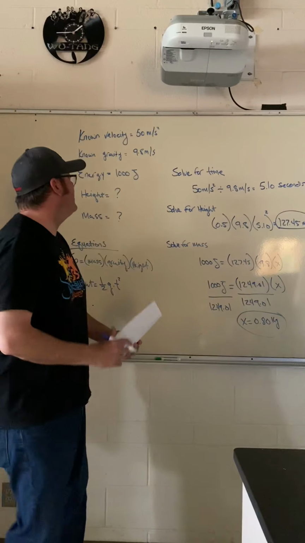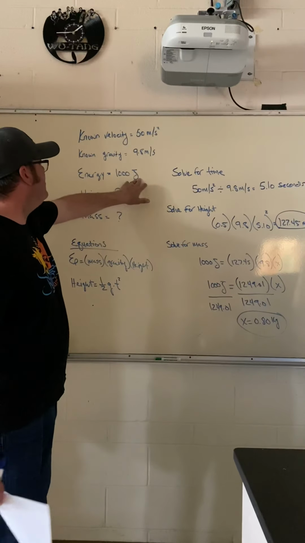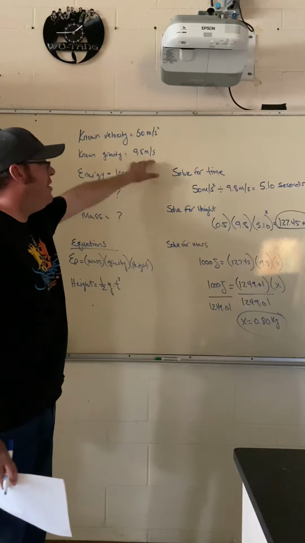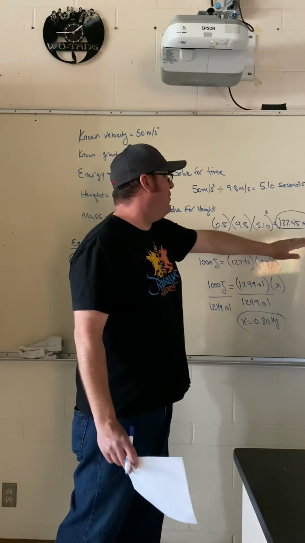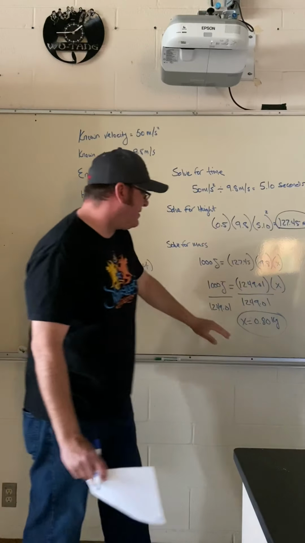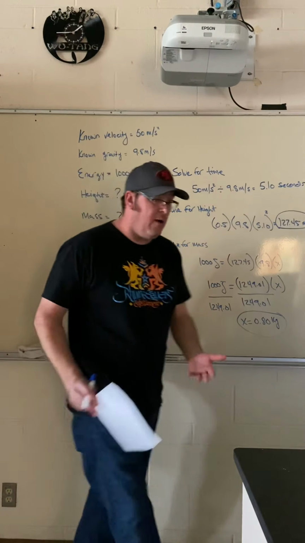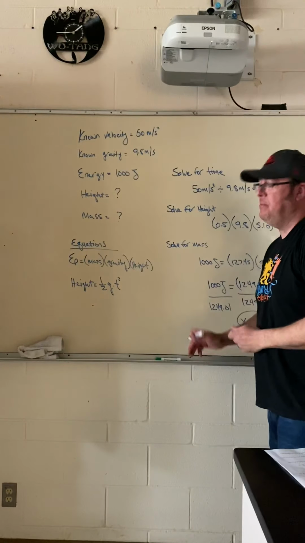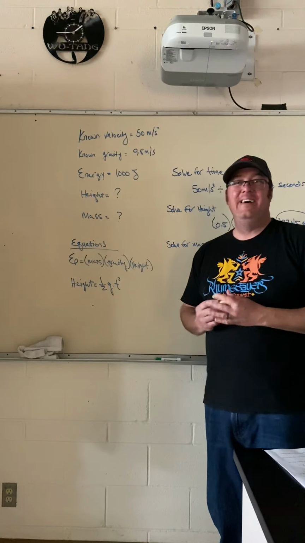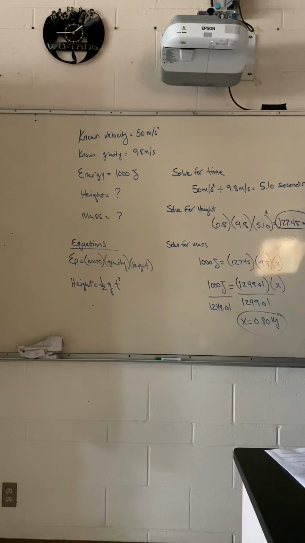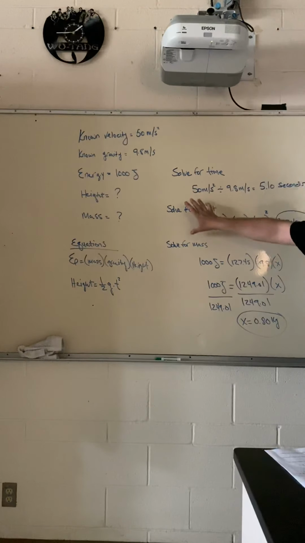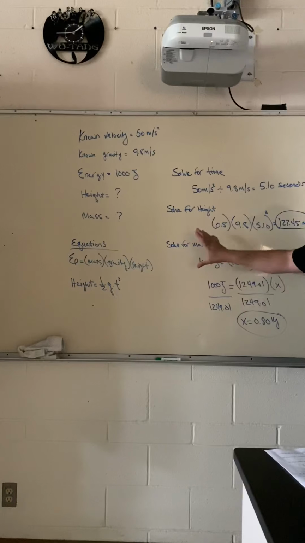So if I had an object falling at 50 meters per second, with 1,000 joules of energy when it hit the ground, and we know gravity, we can calculate how long it was falling, 5.10 seconds. We can figure out the height it fell from, and lastly, we can figure out the mass. I hope this helps. Please reach out for help if you need some help with this. Your homework for this week looks exactly like this, so please just plug and play. Solve for time first, then height, and then lastly, mass.